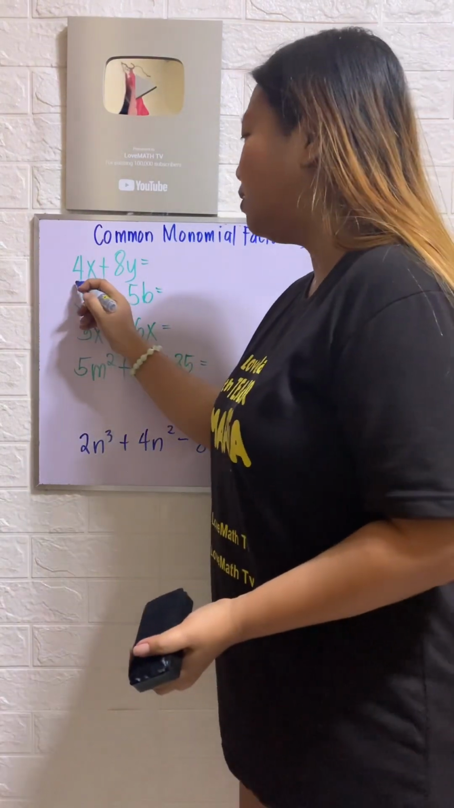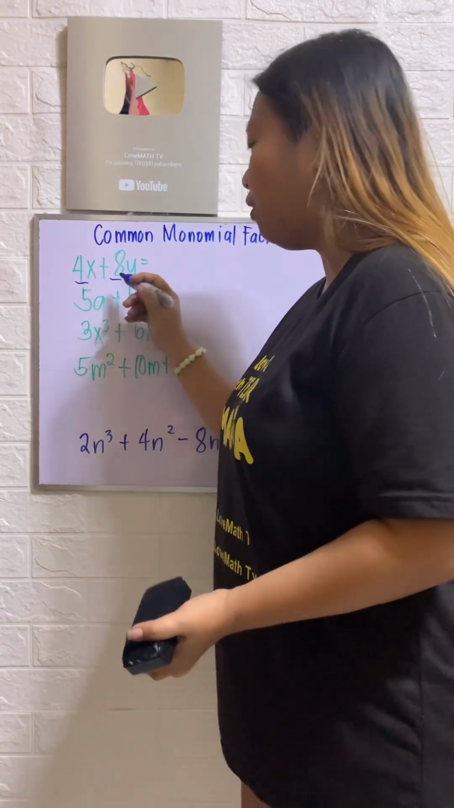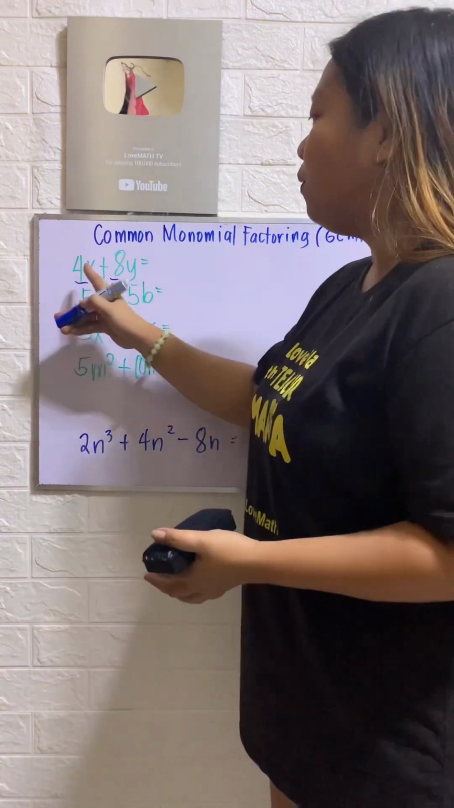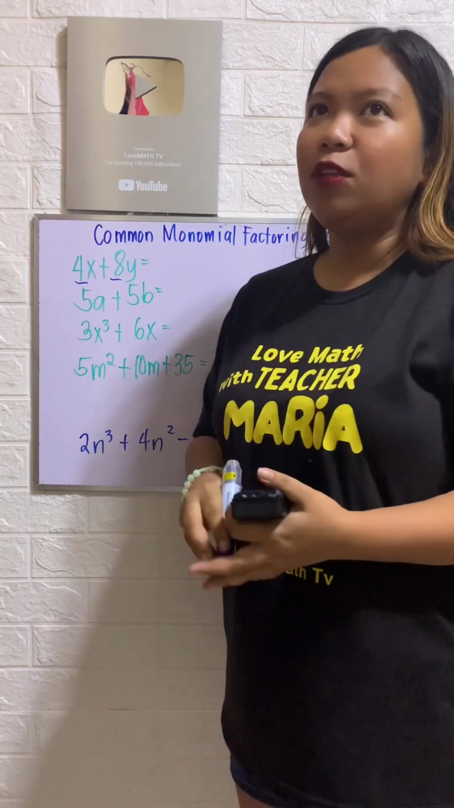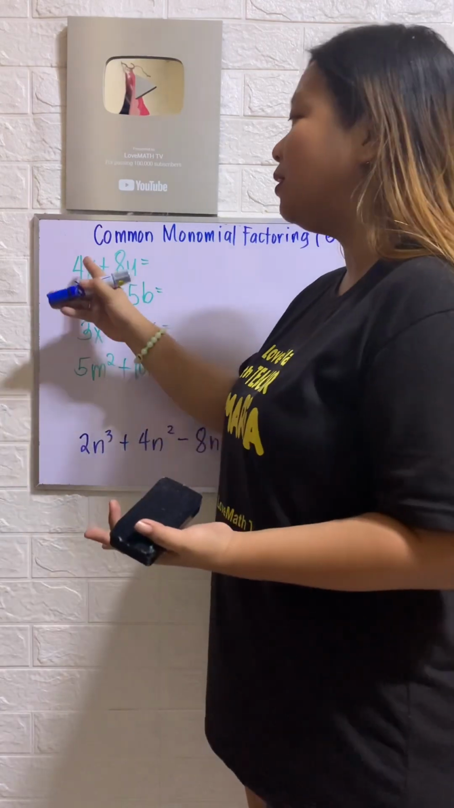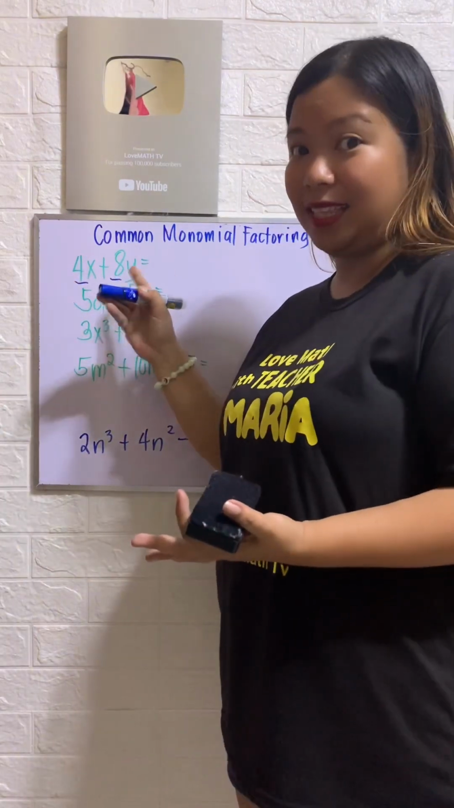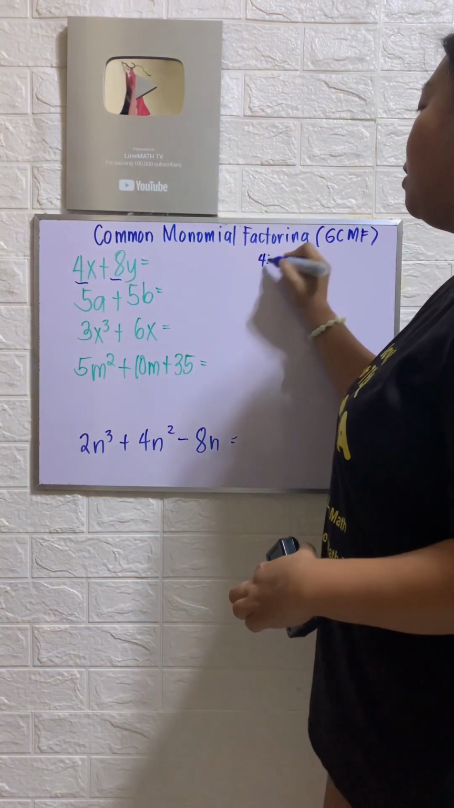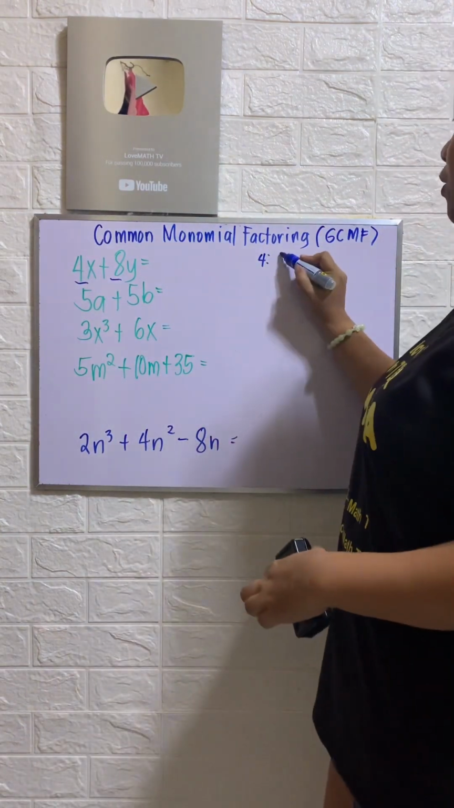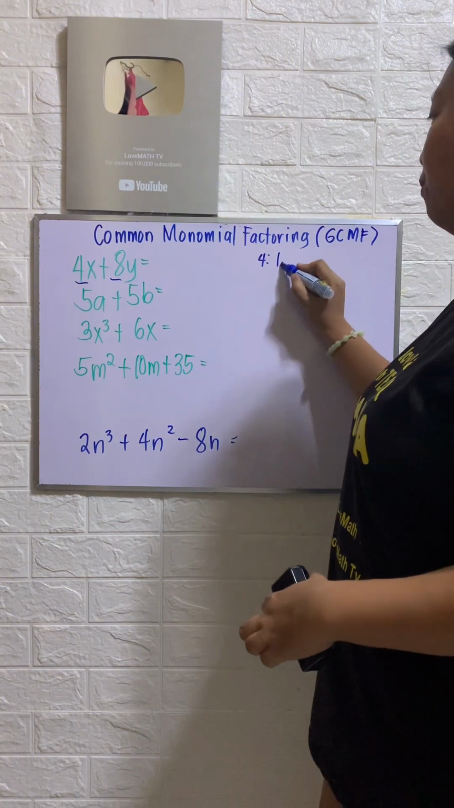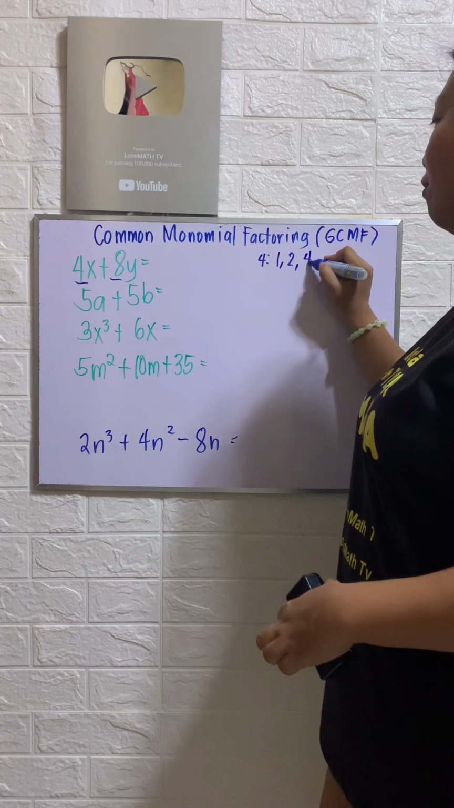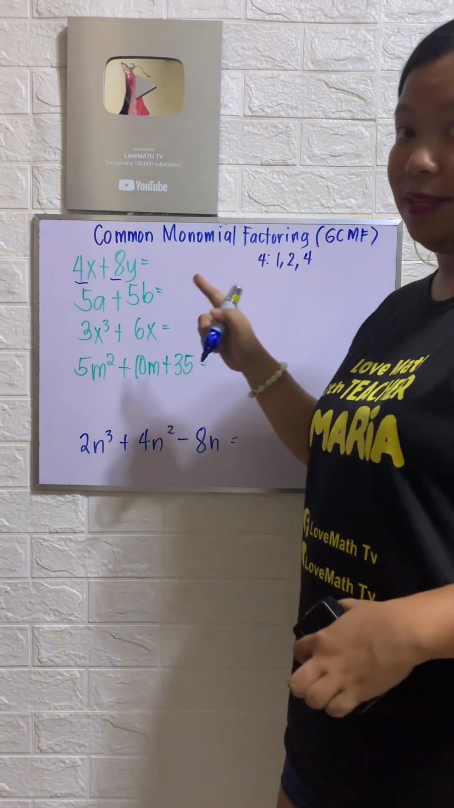Una, you just have to check the numerical coefficients. I-check muna natin yung mga numerical coefficients ha. We have here 4 and 8. Ano kaya yung pinakamataas na factor ni 4 na factor din ni 8? Dapat factor nilang pareho ha. Let's identify muna. Ano-ano ba mga factors ni 4? Meron tayong 1 kasi 1 times 4. Meron din tayong 2 kasi 2 times 2. And meron din tayong 4 kasi 1 times 4 is 4.